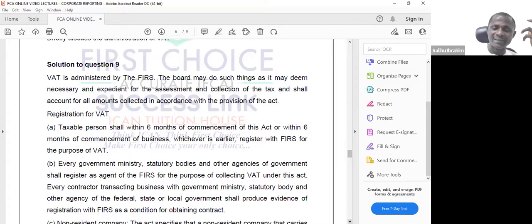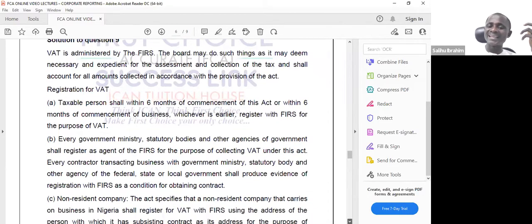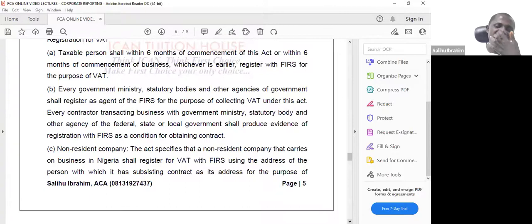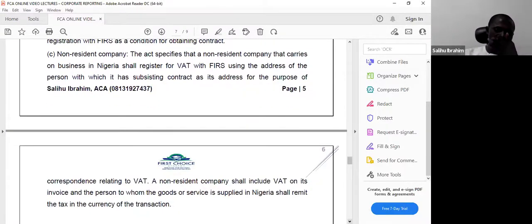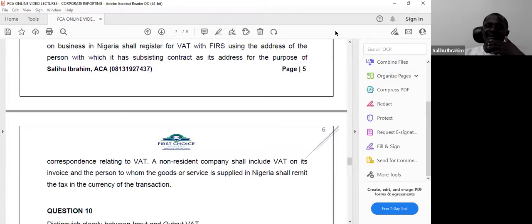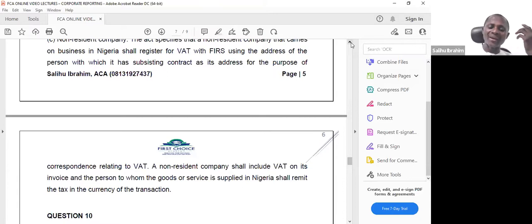Every ministry, agencies, extra ministerial departments are also required to register for VAT, okay? And you use your address of operation for the purpose of registration. So this is the administration of the value added tax.